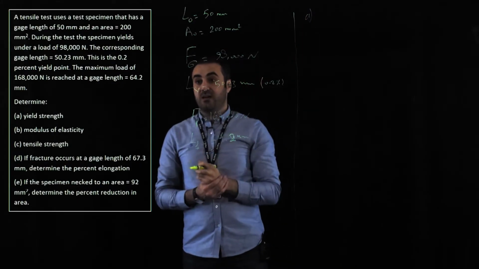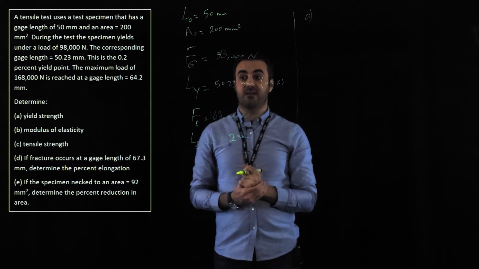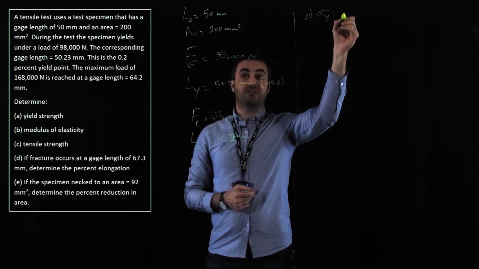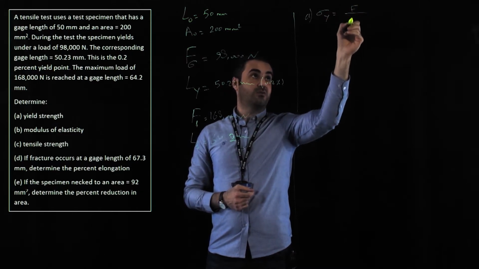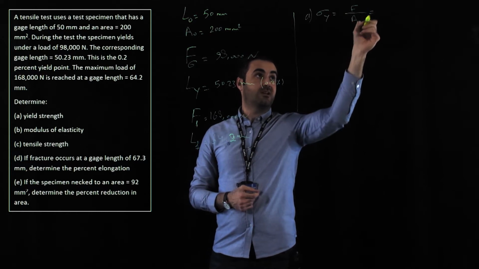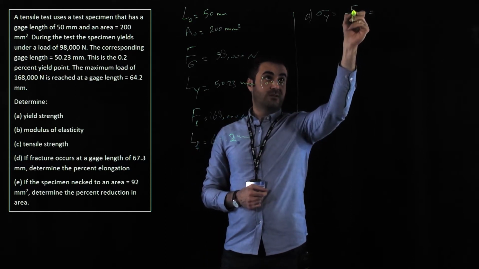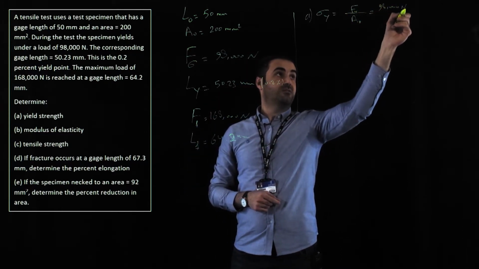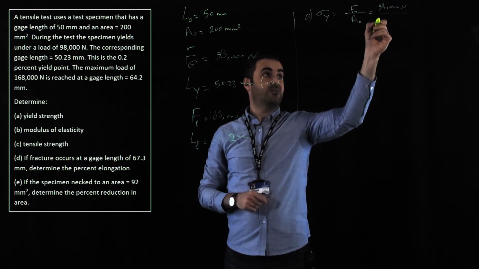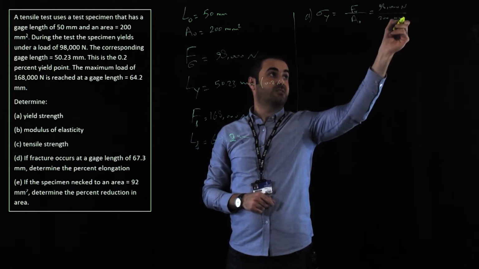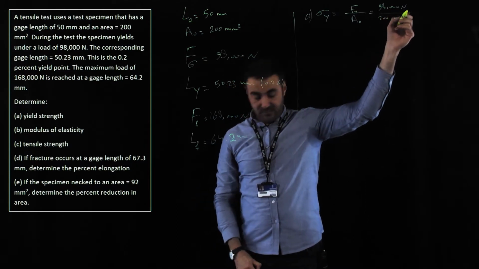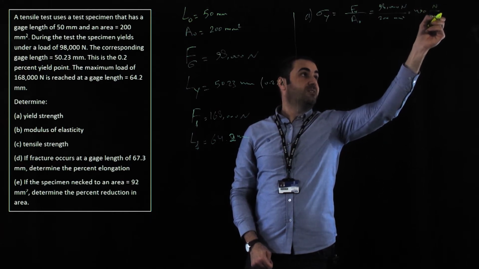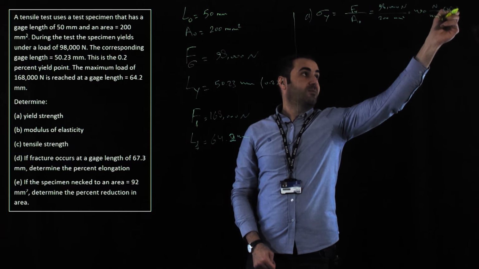Question is number A. We are required to determine the yield strength, and as you all know, the strength or the stress of the material is the load over the original cross-sectional area. The load at the yield point is 98,000 Newton over the cross-sectional area, which is 200 millimeters squared, and that gives me 490 Newton per millimeter squared, which is mega Pascal.